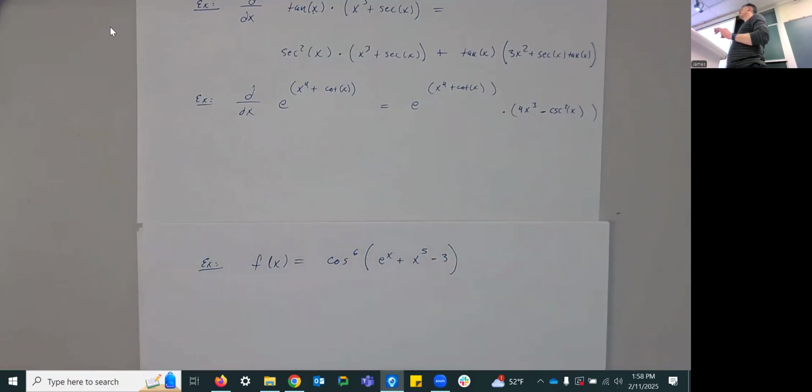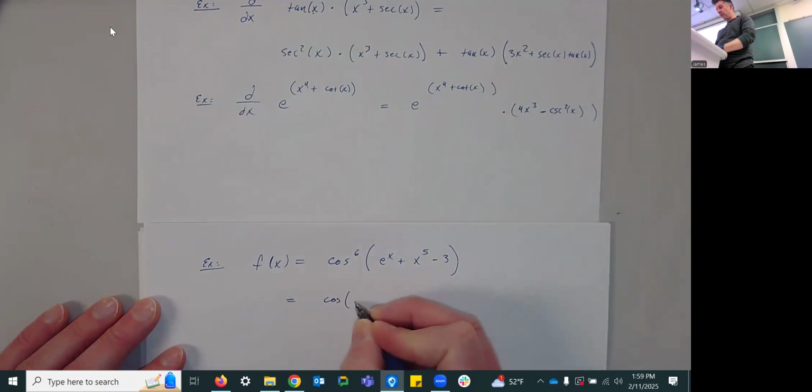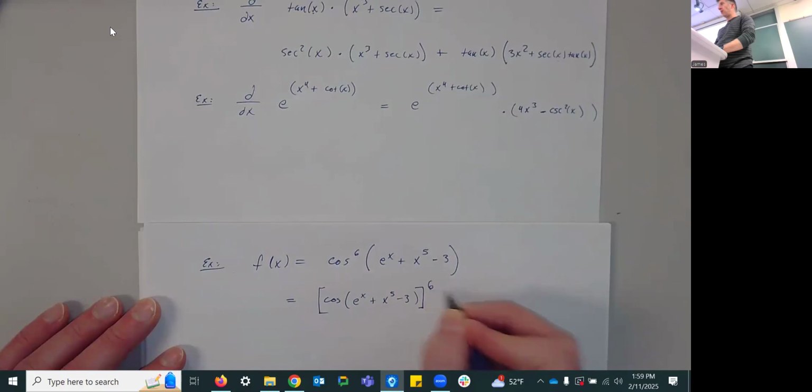And this one is always written in a way that I find terrible, because the way it's written, it's not, in my opinion, immediately obvious what is the outermost function. What is the last thing that's happening to x? But if you rewrite it, I think it is more obvious. So whenever you have specifically a trig function to a power written in this abbreviated notation, I think it is always worth your while to rewrite this as cosine of e to the x plus x to the fifth minus 3, all of that raised to the sixth power.